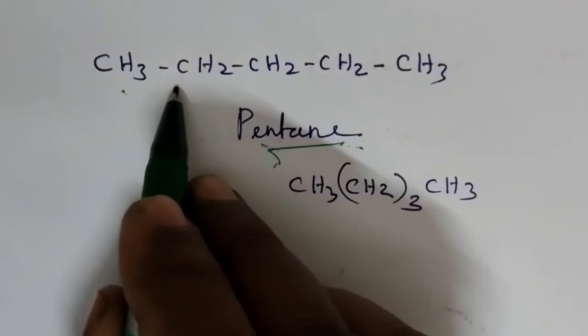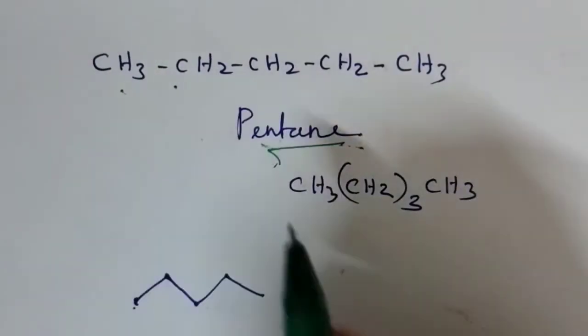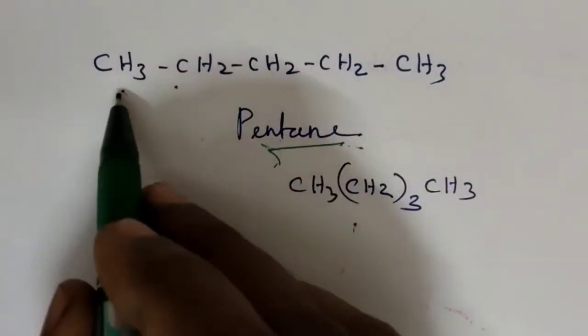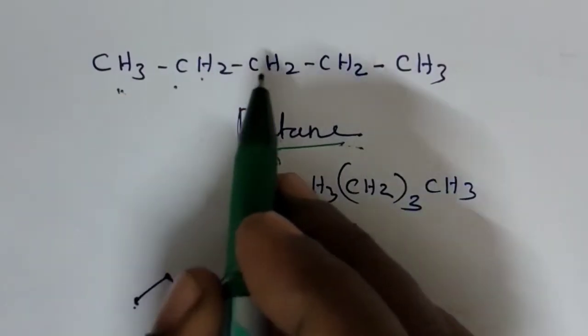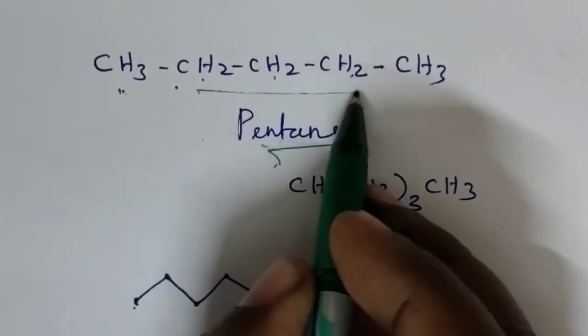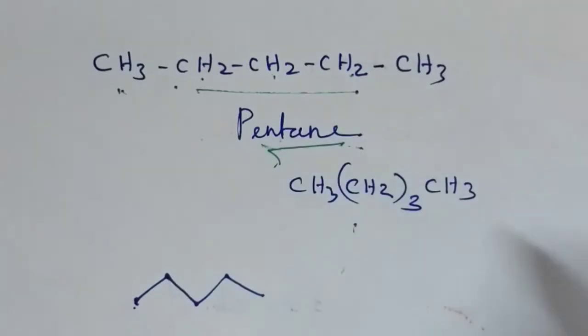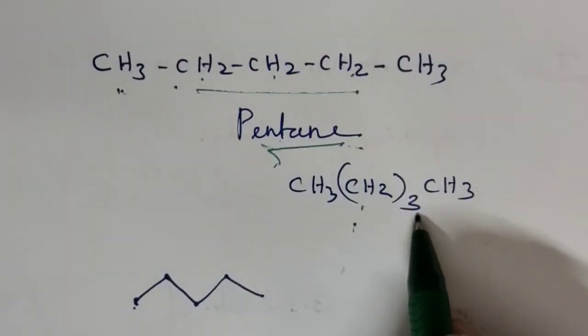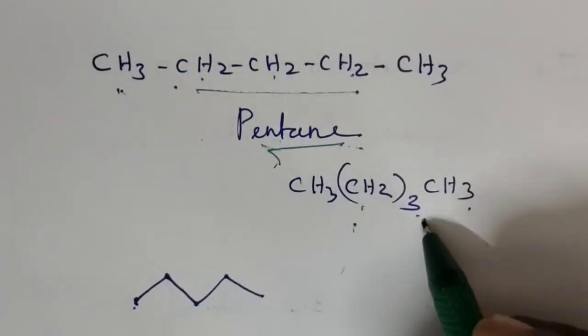The condensed formula can also be written like this. That is, we are writing CH3, then CH2, CH2, CH2. Three times the same type of CH2. So we are writing CH2 three times, then CH3. This also we call condensed formula.